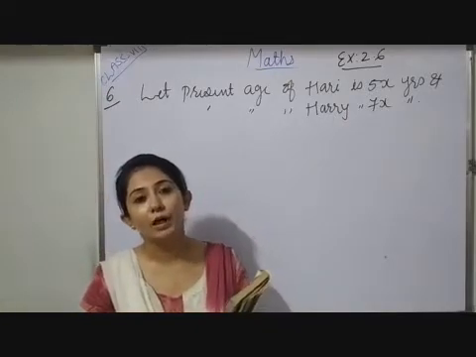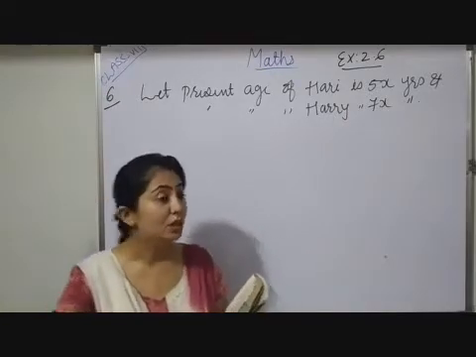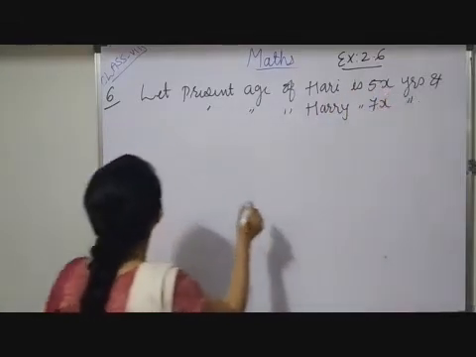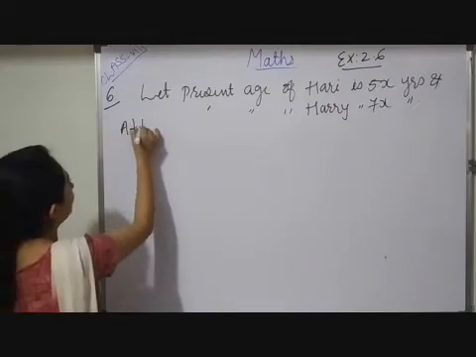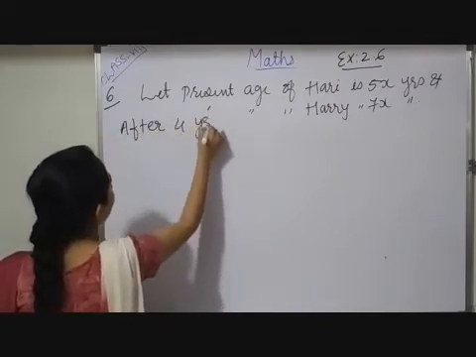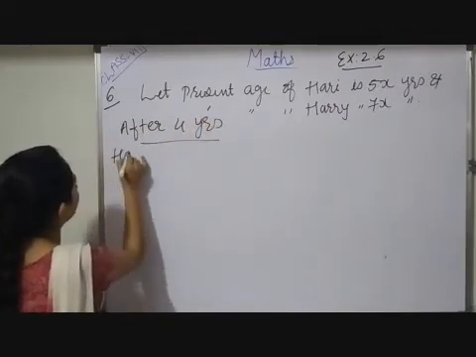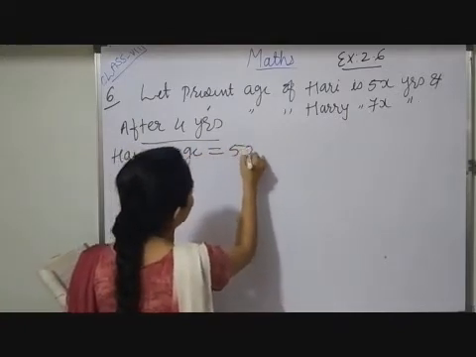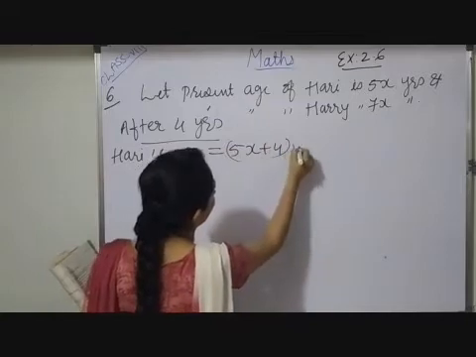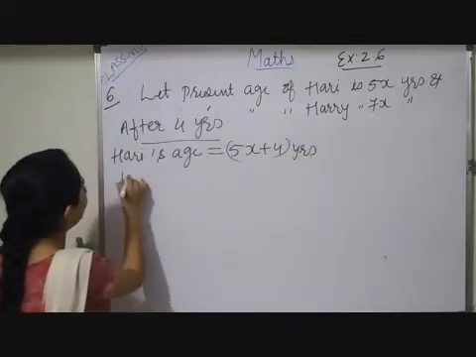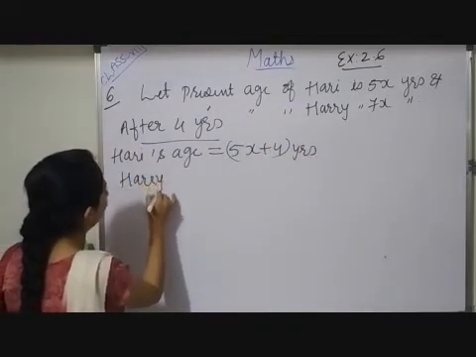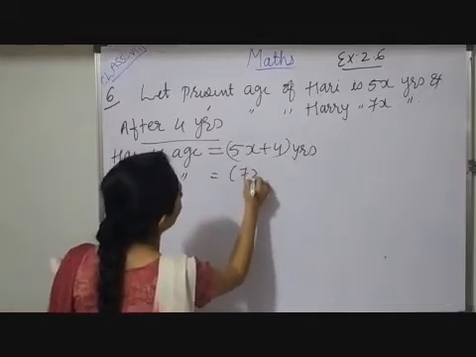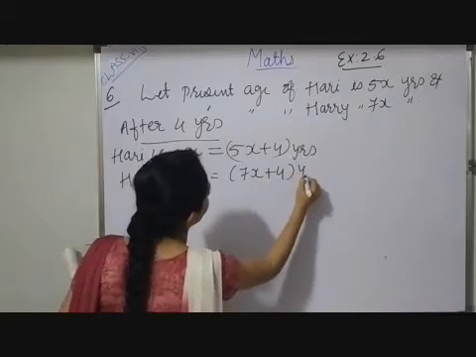Then 4 years from now means after 4 years. So after 4 years, Hari's age will be 5x plus 4 years and Harry's age will be 7x plus 4 years.